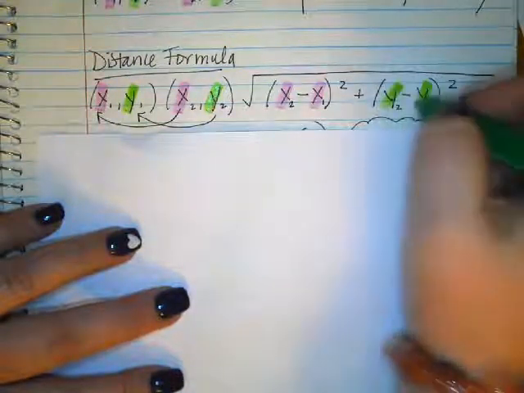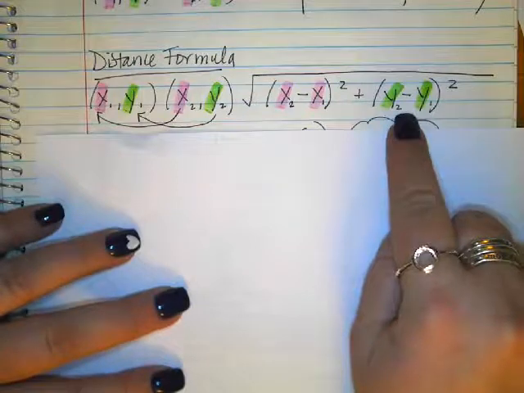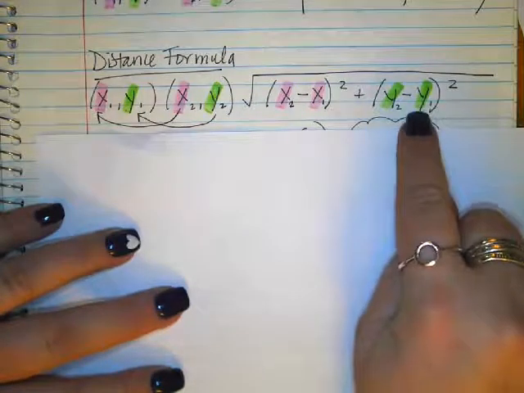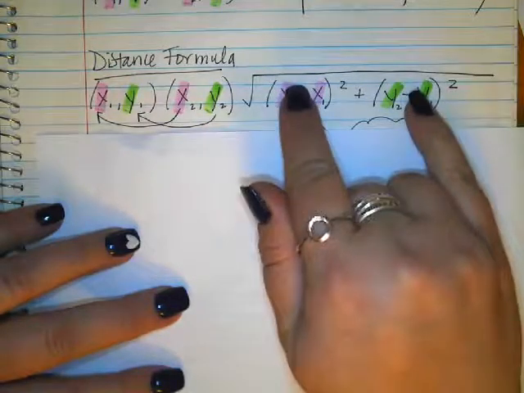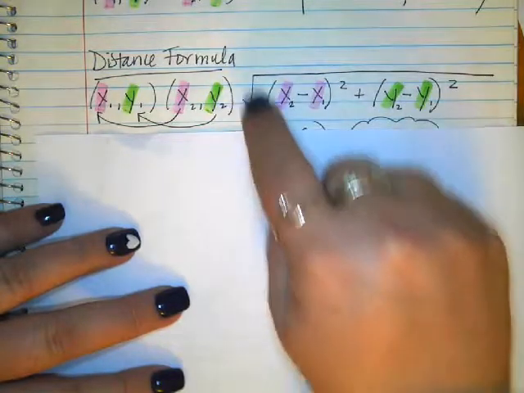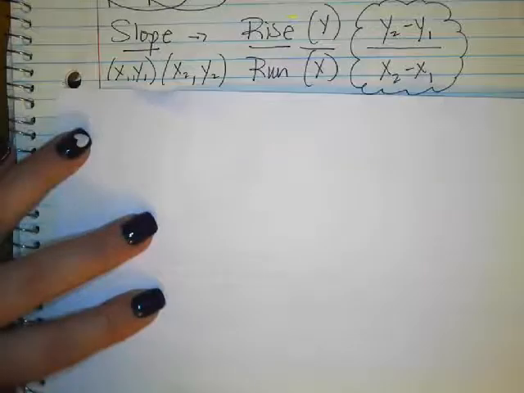So again, I'm going to take those y values and replace them here into my formula. And then again, our calculator is going to help us out. I'll be able to subtract these y values and square them. After I do that, I'll be able to add these two together. And then finally, I'll take the square root to find my distance.